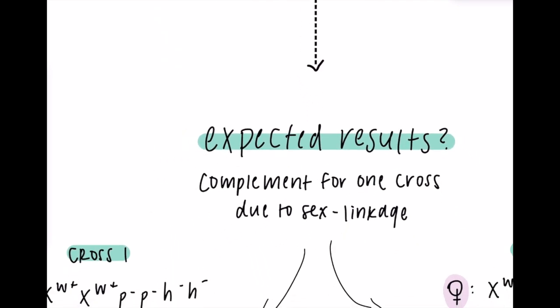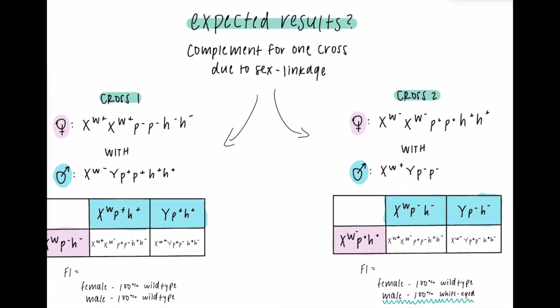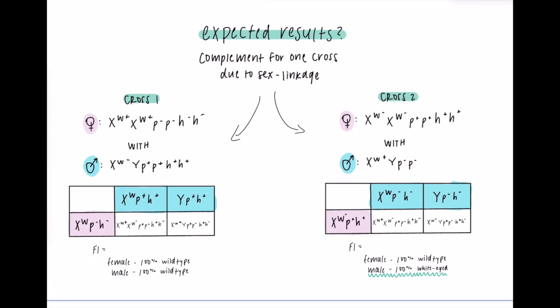For cross 1, we expected 100% of the females to be wild-type and 100% of the males to also be wild-type, as shown in the Punnett square here. This indicates that cross 1 will show 100% complementation. However, for cross 2, due to the sex-linked mutation inherited from the female parent, all the males would have white eyes, while the females would remain 100% wild-type. In this case, we expect half the progeny to display complementation.